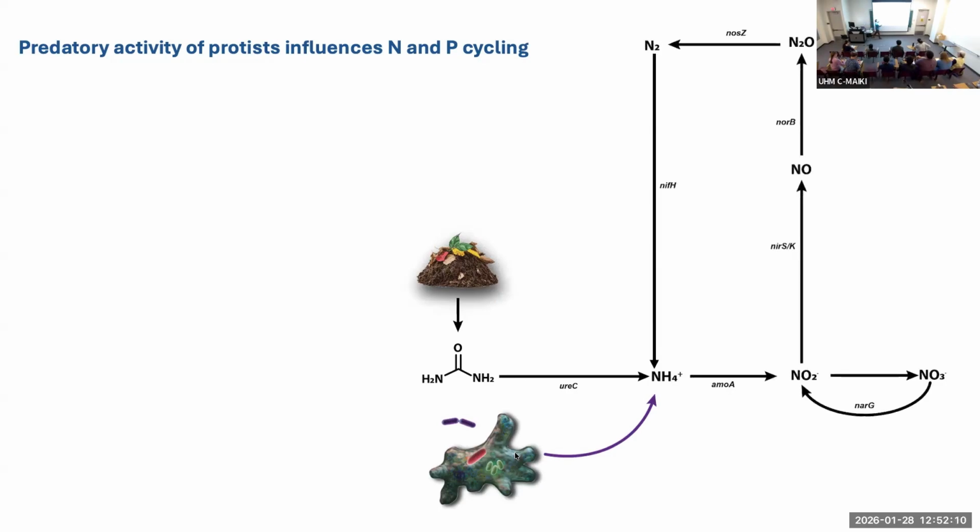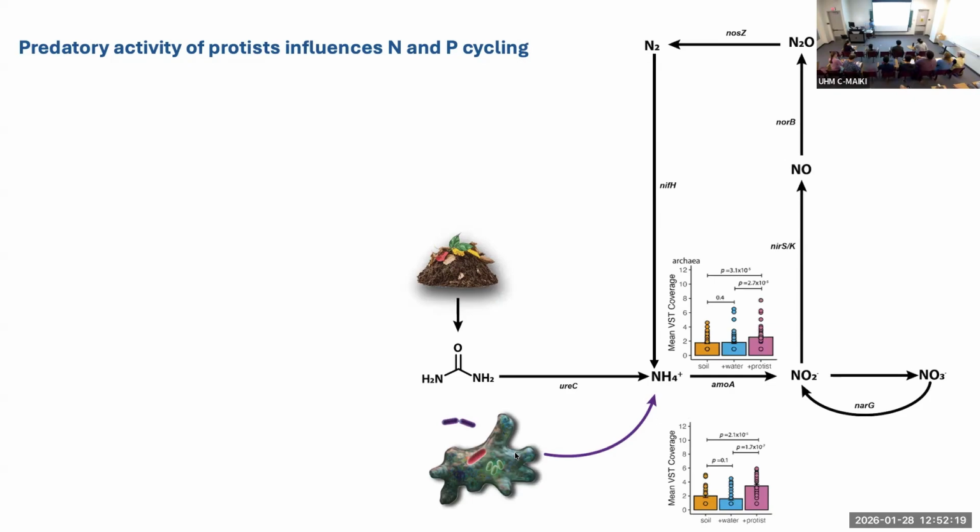And then you can see the whole nitrogen cycling. So we are thinking, are protists influencing nitrogen cycling? Here I want to show you genes involved in ammonia oxidation from archaea and from bacteria. You can see this is expression, and you cannot see it well, but when protists were added, the expression of this amoA gene was significantly higher.